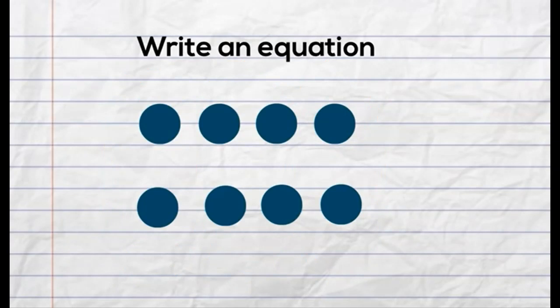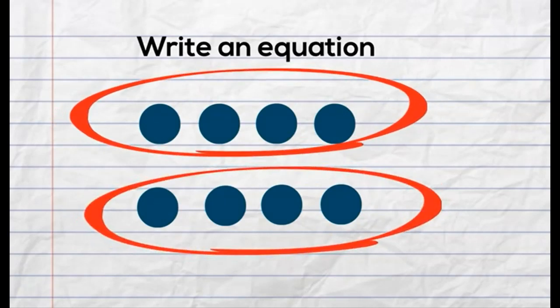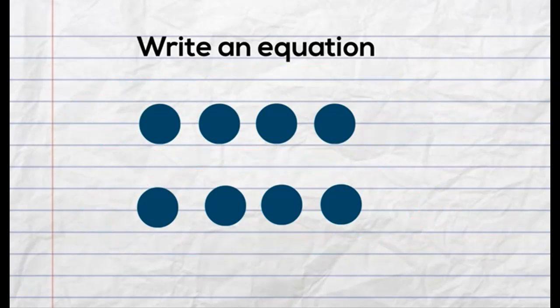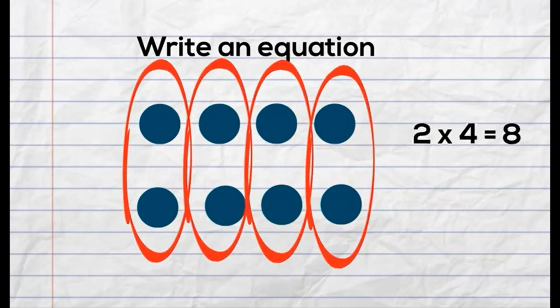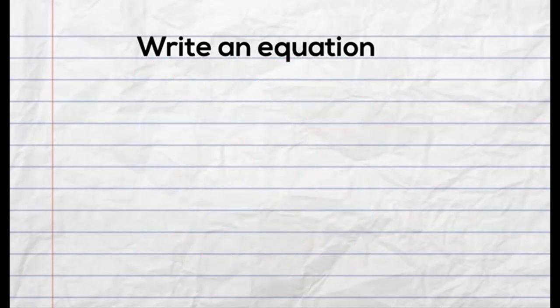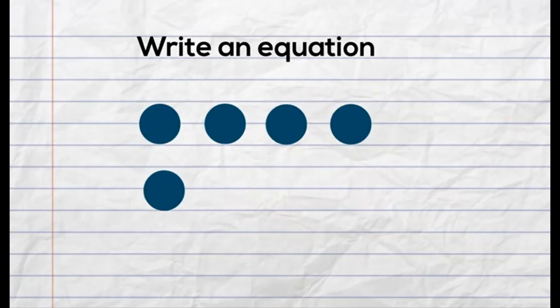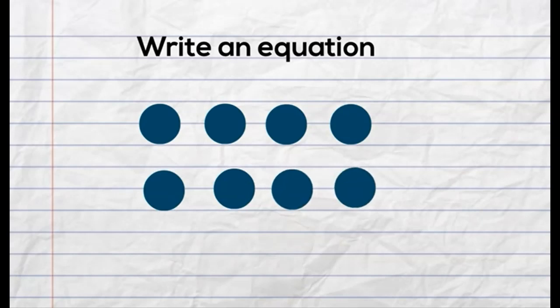Now let's write an equation using the array. So let's first figure out how many rows do we have. We have 1, 2, so it will be 2 times the number of columns, and we have 1, 2, 3, 4 columns. So it will be 2 times 4 equals 8. So now let's check our work. We have 1, 2, 3, 4, 5, 6, 7, 8. So 2 times 4 equals 8. 2 rows and 4 columns.